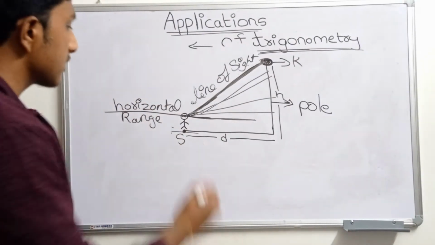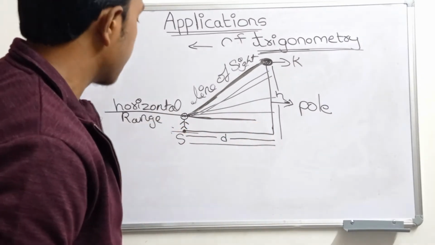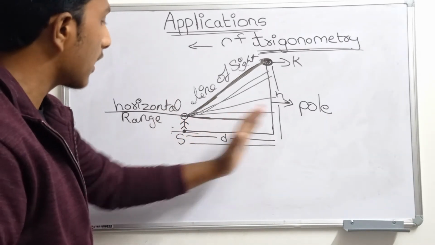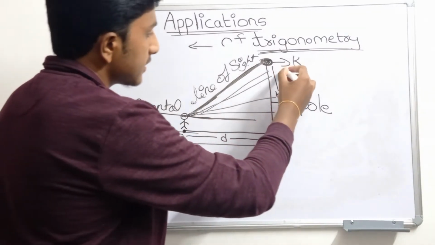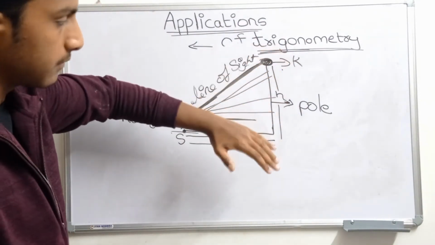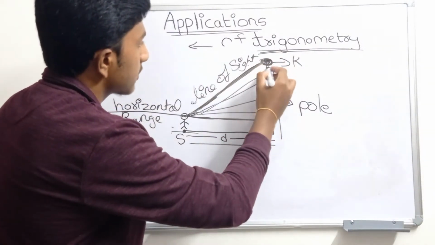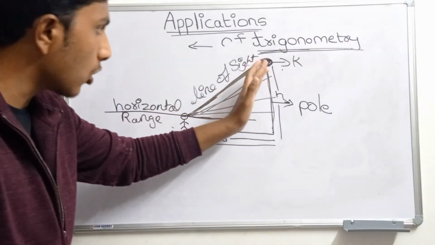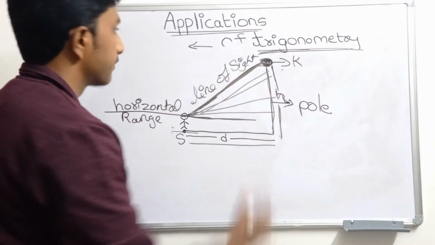This is the horizontal range, and this is the distance between the pole and the person, guys. We have considered D as the distance between the pole and the person standing at a particular position, and H is the height of the pole, at which the top of the pole is located. This is the complete pole, and I have located here an object. That means the object is on top of the pole, guys. That is the reason we have considered H as the height of the pole here.